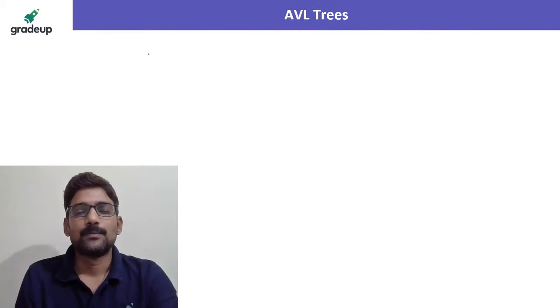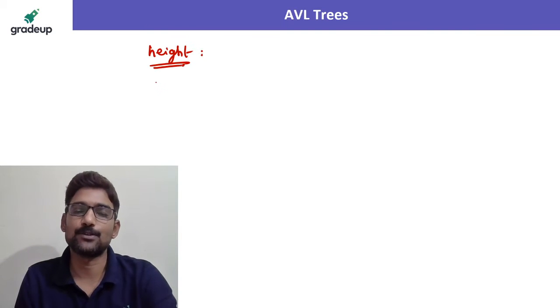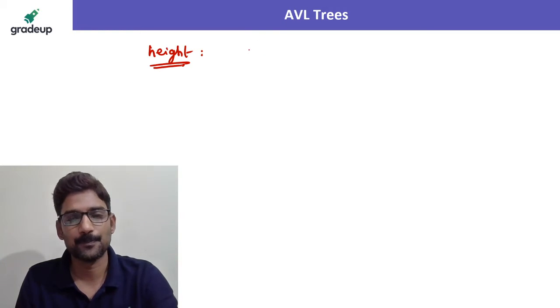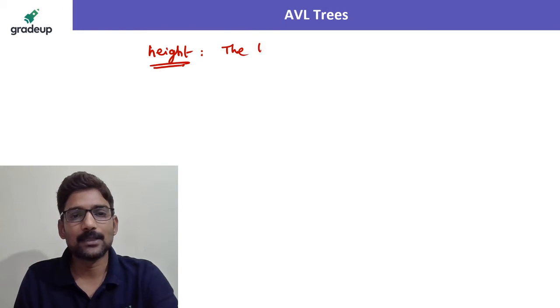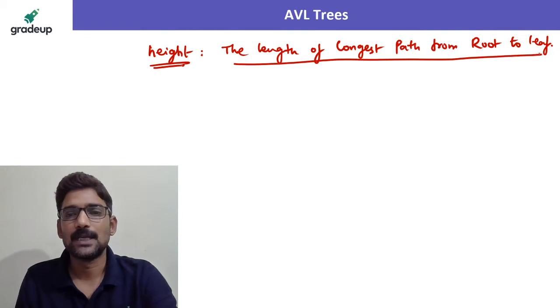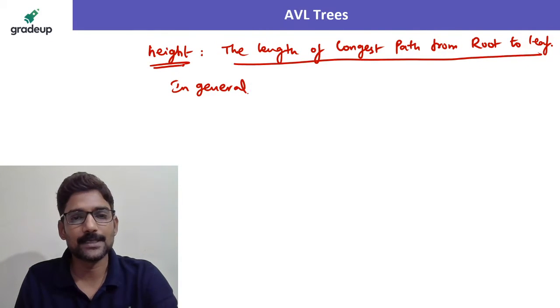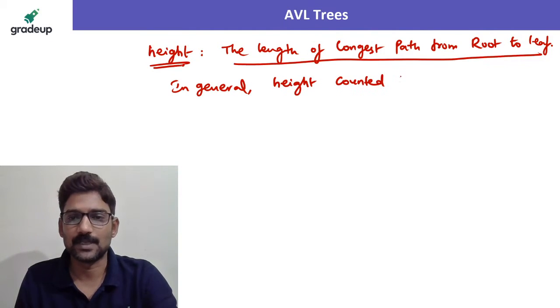Now, before we go to the AVL tree concept, let us understand what the height of a binary tree or binary search tree is. It is the length of the longest path from root to leaf. This is the formal definition of height for a binary tree. In general, we start counting height from 0.